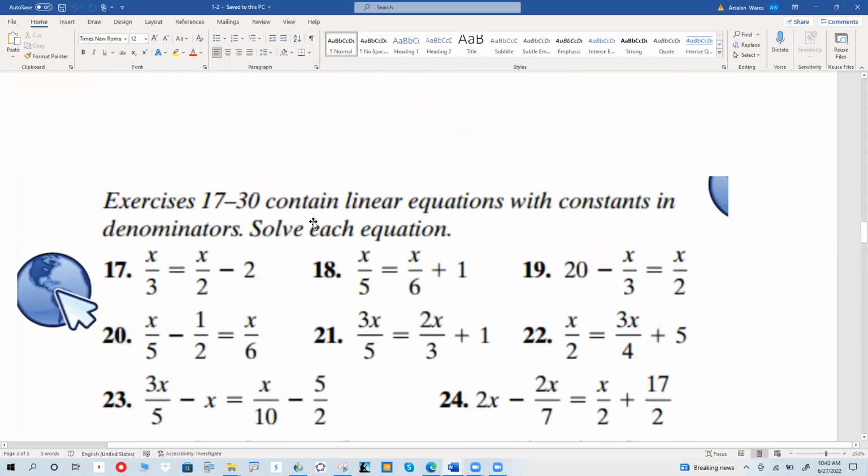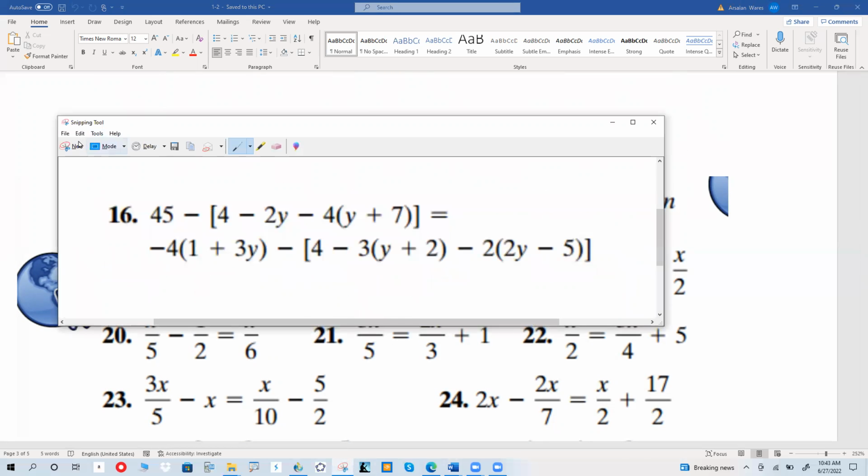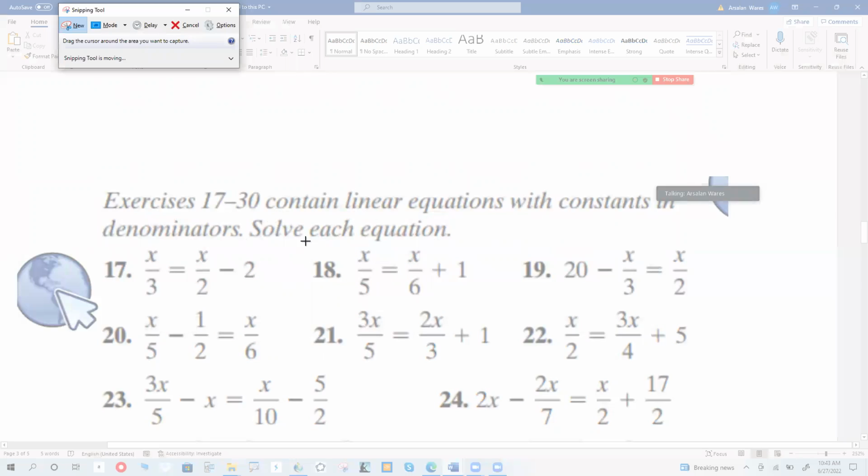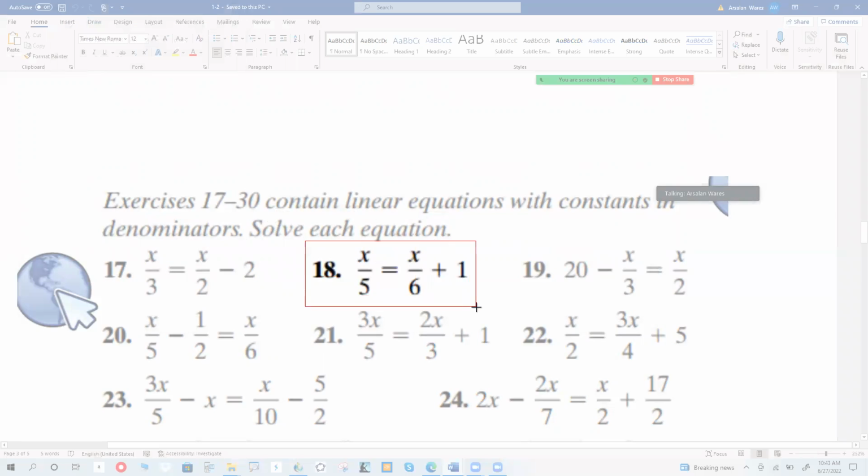Let's read the text. Linear equations containing constants in denominators. Solve each equation. Okay, let's solve it. Now, everybody does this type of problem slightly differently. I'm going to show you the way I do it, the way I think makes the most sense to my students and to me.